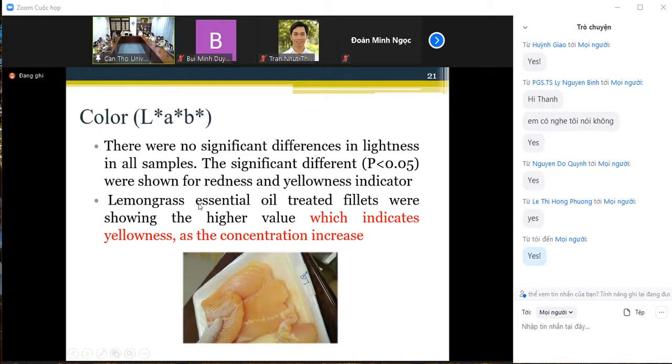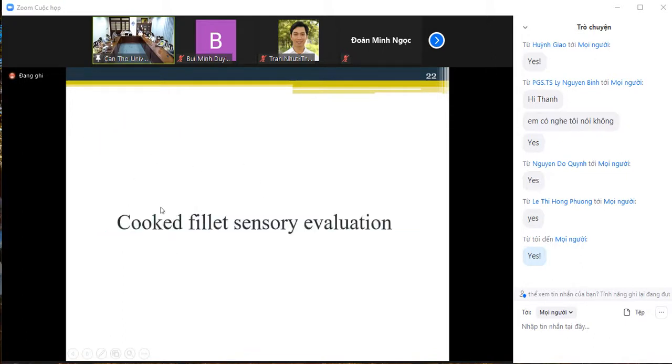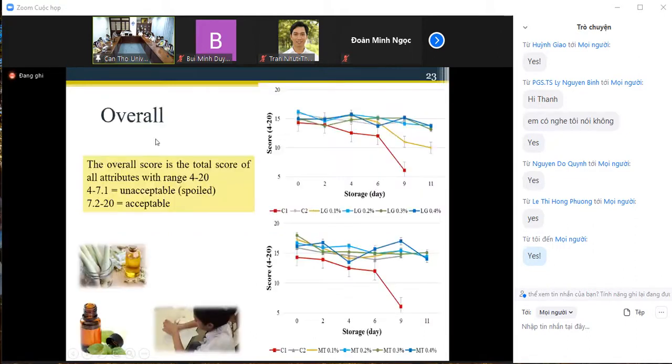And move to the cooked fillet sensory evaluation. It is very important, because what is the use of a long shelf life if it's not acceptable for human consumption? And so let's move to the overall score of cooked sensory.